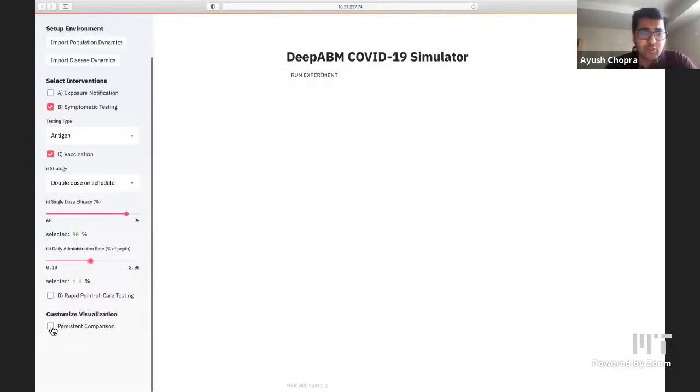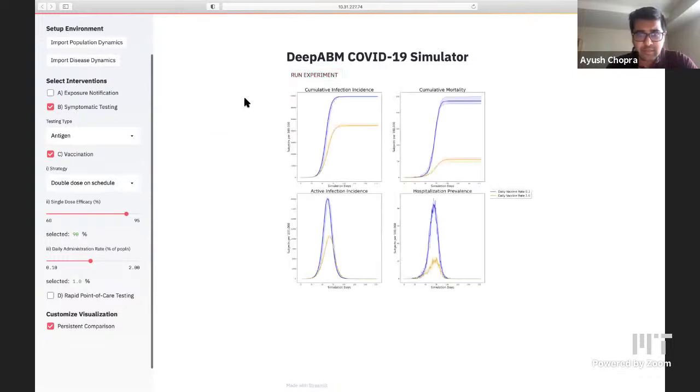We also have this option to do persistent comparison so that each additional experiment can be compared with all previous experiments we've run. So when we rerun this experiment, we see that, as expected, there is a significant decrease in mortality, hospitalization, and cumulative infections on increasing the daily vaccination rate. While this is very useful, we realize that ramping up vaccination rates can take time, and there is a short ramp up time.